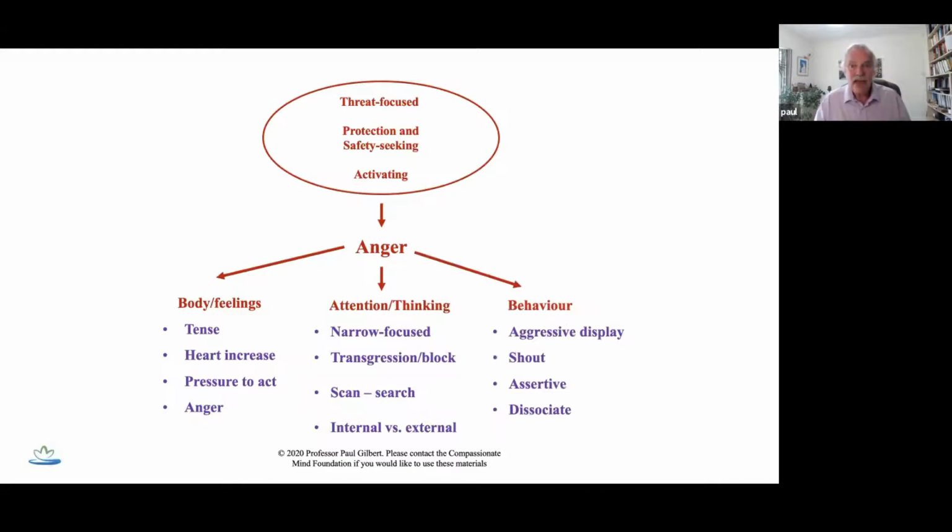And what about your behaviors then? What happens when we get angry? Well, then we have aggression and we want to shout or be assertive, or sometimes we might dissociate if we become too angry. And of course, sometimes when people become angry, they can become violent. Okay, why? Because that is the programming. That's what's happening in your biological program.